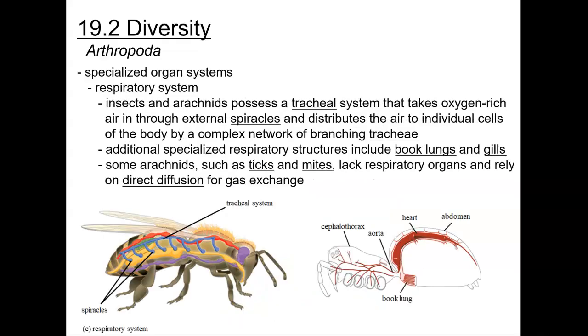The respiratory system of insects and arachnids possesses a tracheal system, think of your throat or your windpipe, that takes in oxygen-rich air through external spiracles and distributes the air into individual cells of the body by a complex network of branching trachea. Additionally, specialized respiratory structures include things like book lungs and gills, and some arachnids, such as ticks and mites, lack this respiratory organ, and they rely simply on direct diffusion for gas exchange.